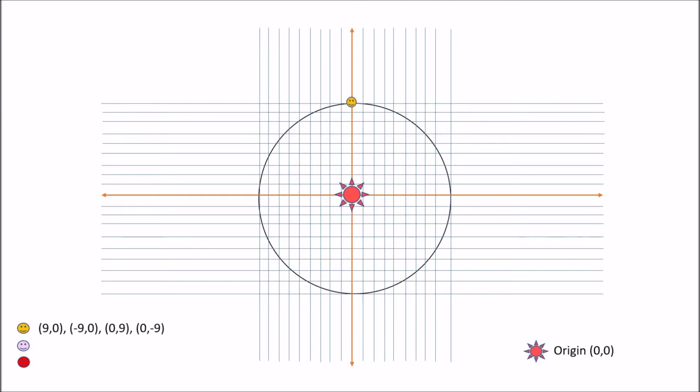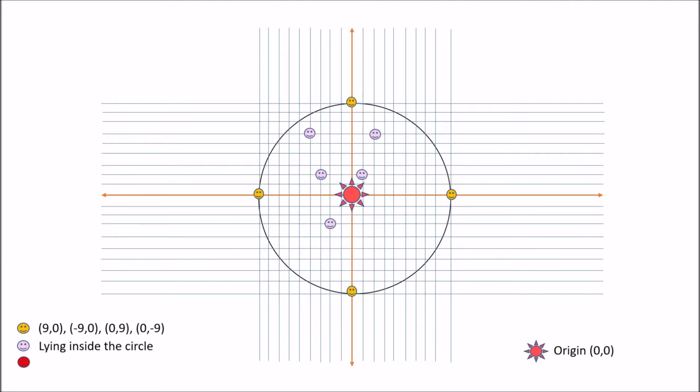Here the yellow smileys represent the points which are on the circumference, and they are integers. As you can see in the figure, there is no point which is an intersection of the vertical and horizontal lines which is lying on the circumference, except these 4 points: (9, 0), (-9, 0), (0, 9), and (0, -9). Similarly, the pink smileys would denote the points lying inside the circle.